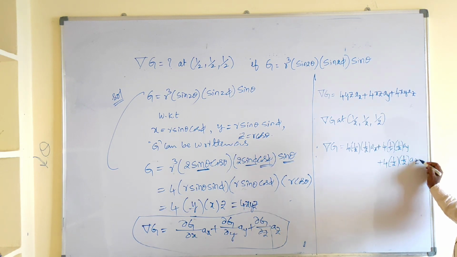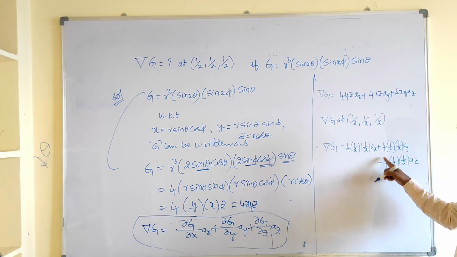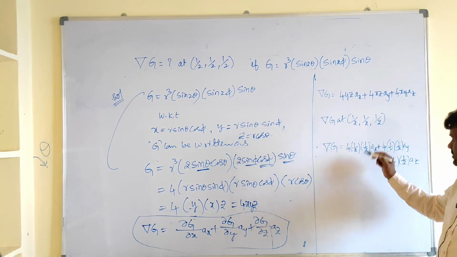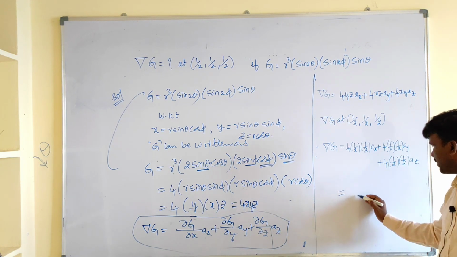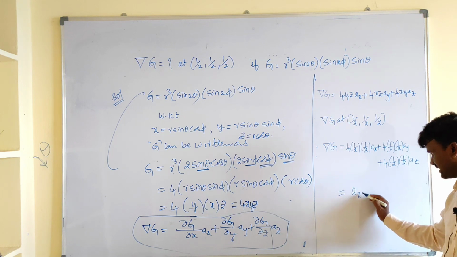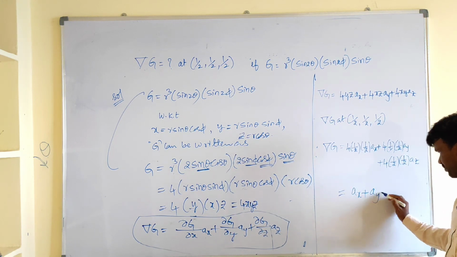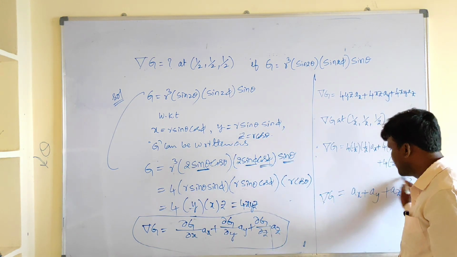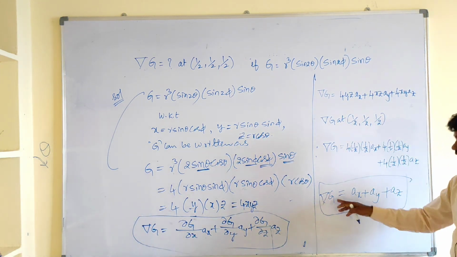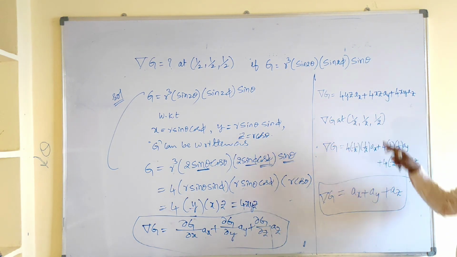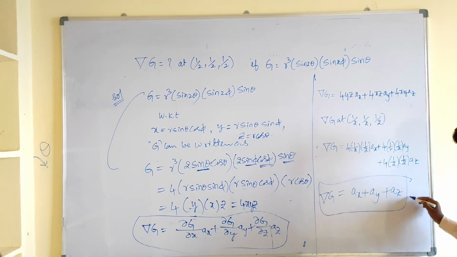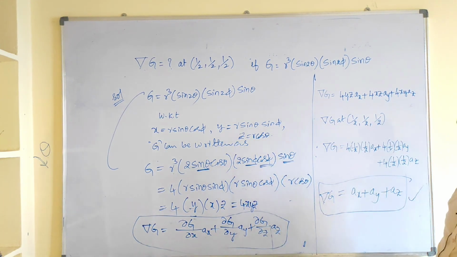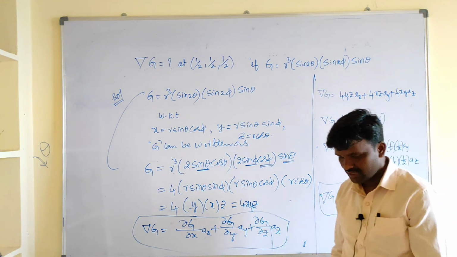We know that 1/2 into 1/2 is what? 1/4. Here we have 4, here we have 4. That means this one cancels out. Finally we got what? That is 1 into ax plus 1 into ay plus 1 into az. This is the calculation of gradient of that g at point (1/2, 1/2, 1/2). That is equivalent to ax plus ay plus az.